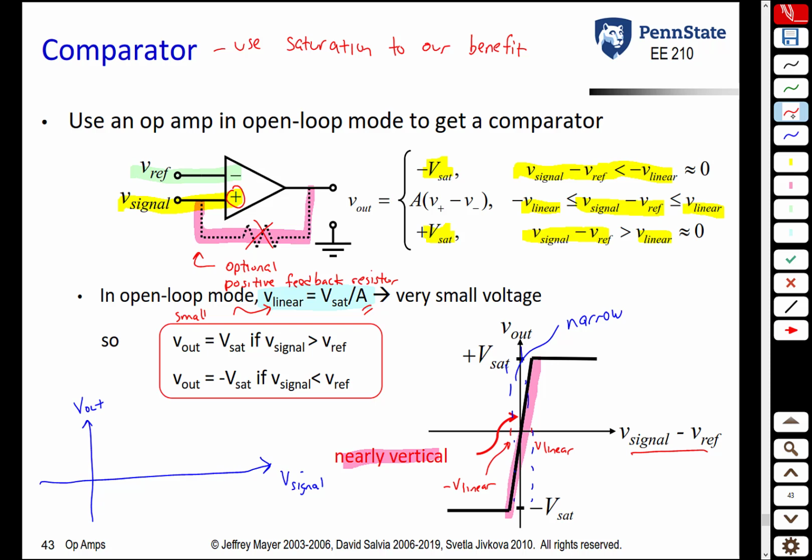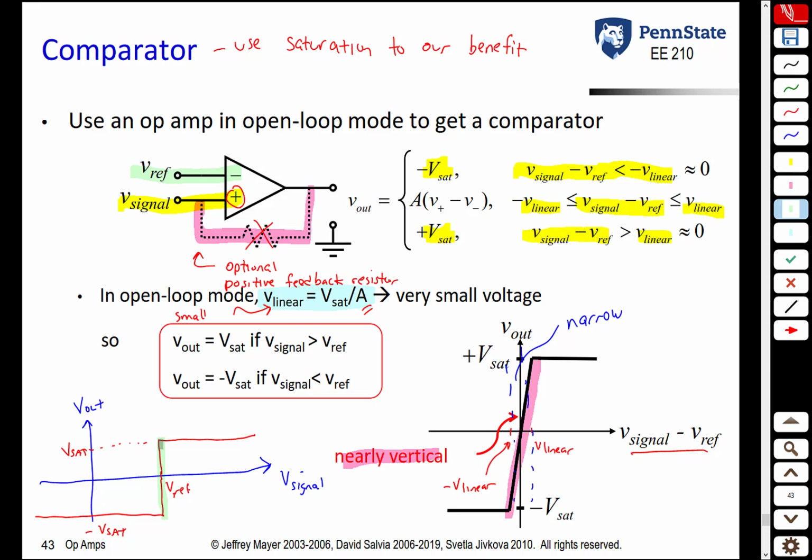What happens now if V signal is slightly larger than the reference signal? Let's say the reference voltage is right there. If V signal is ever so slightly larger than that, this op-amp output is going to be VSAT. Likewise, if V signal is the slightest bit less than V reference, the op-amp output is going to be negative VSAT. Once again, this is nearly vertical.